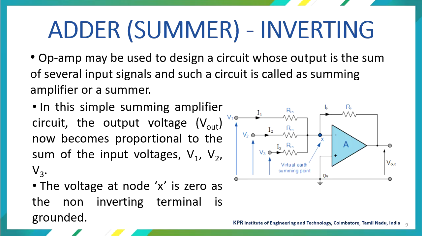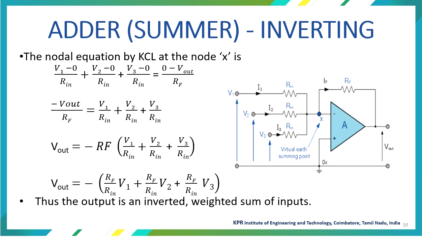At the same time, the virtual summing point, which is marked as X in this diagram, will be equal to 0. Since the input terminal potential has to be 0, the non-inverting terminal is connected to 0 potential. So obviously the voltage at node X will also be equal to 0. At the same time, the current flowing through the feedback path is IF, which is shown in your circuit. Let's move on with the analysis of this adder or summer circuit, which is connected in the inverting mode.